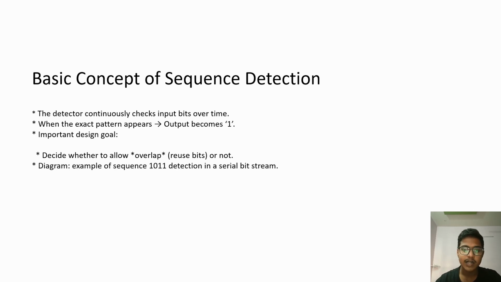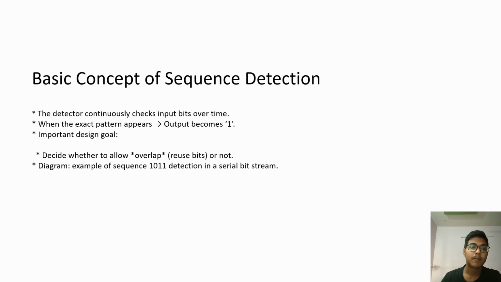It is a design decision whether to overlap or not. A key decision is whether we allow overlap, meaning that bits from one sequence can start another detection, or non-overlap, where the detector resets after each detection. It repeats detection one by one.